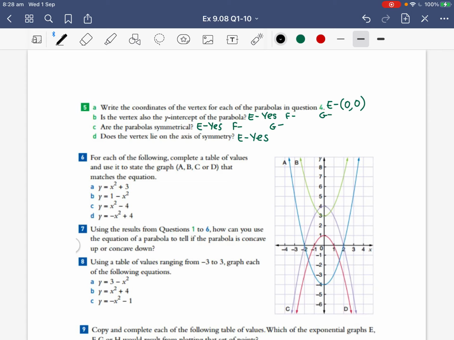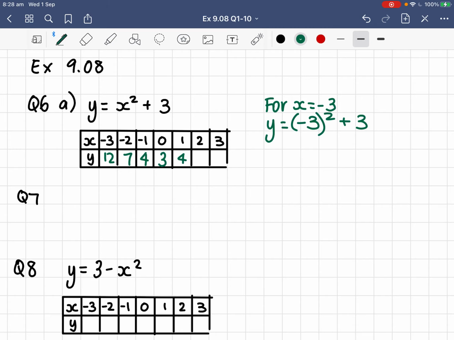We then do our next one. So we go bracket -2 squared plus 3, we get the value of 7. We then go brackets -1 squared plus 3, we get 4. We then go bracket 0 squared plus 3, and we get 3. We then go bracket 1 squared plus 3, and we get 4. We then go bracket 2 squared plus 3, and we get 7. And then we go bracket 3 squared plus 3, and we get the value 12.